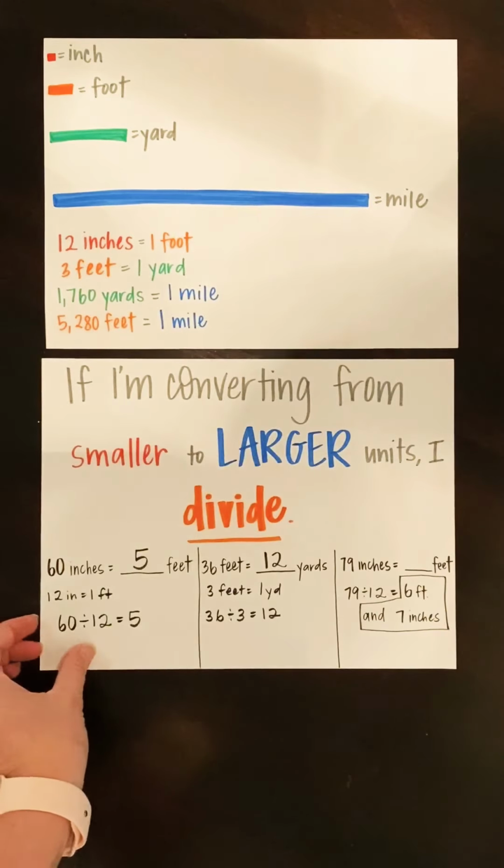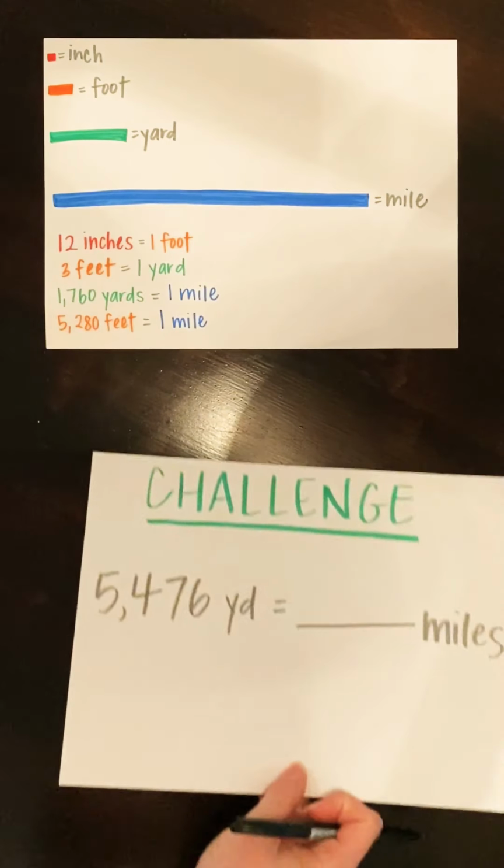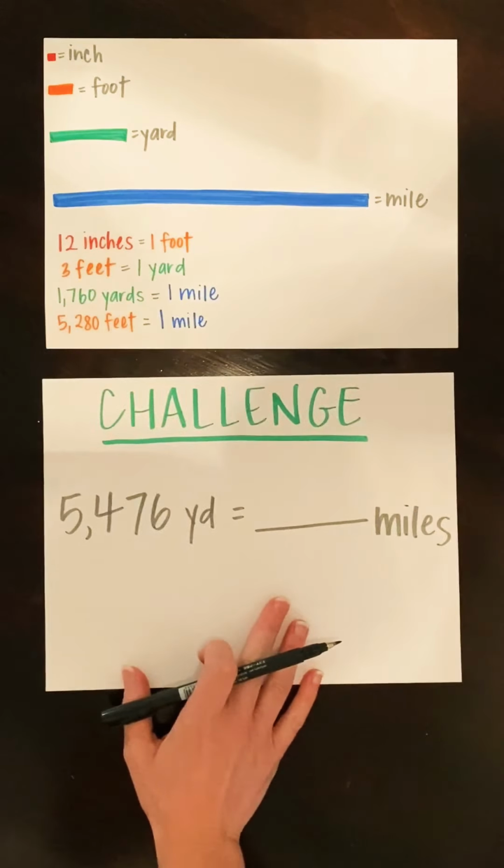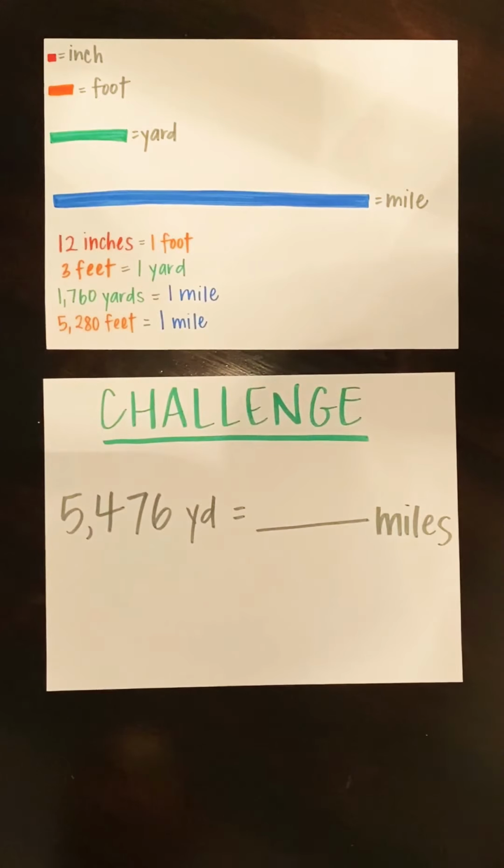And if you're looking for a challenge, work with this type of work might look like this. 5,476 yards equals how many miles? So I know that 1 mile is 1,760 yards, but I don't know how to divide 5,476 by 1,760. So something you could do is use repeated subtraction, which is the same as division, to figure out how many miles this is.